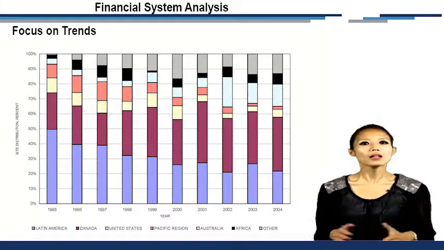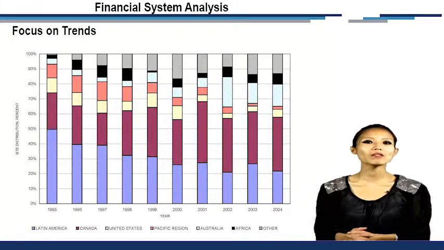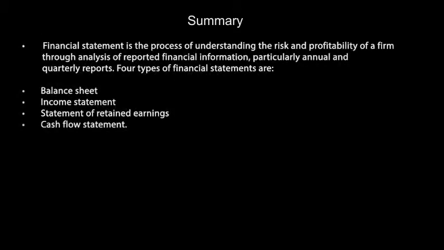Now in the end, let us summarize what we have learned in this lecture. Financial statement analysis is a process of understanding the risk and profitability of a firm through analysis of reported financial information, particularly annual and quarterly reports. The 4 types of financial statements are balance sheet, income statement, statement of retained earnings, and cash flow statement.